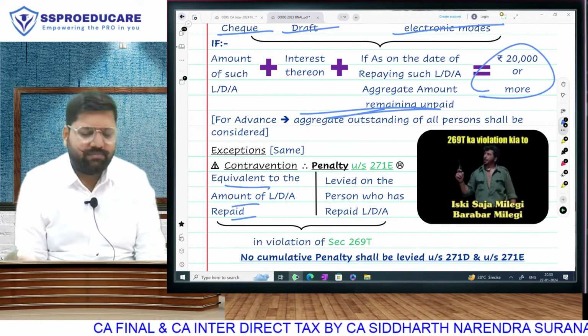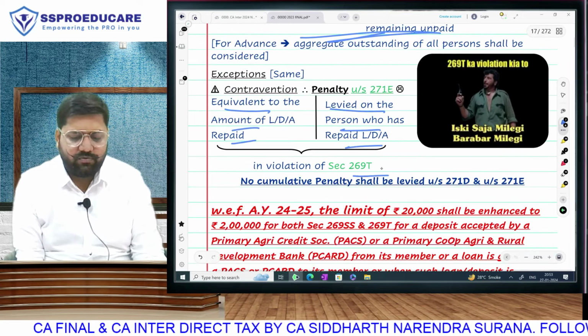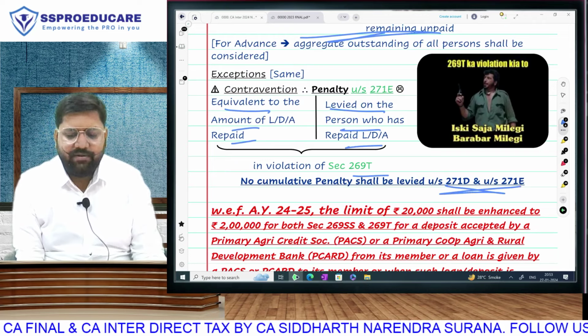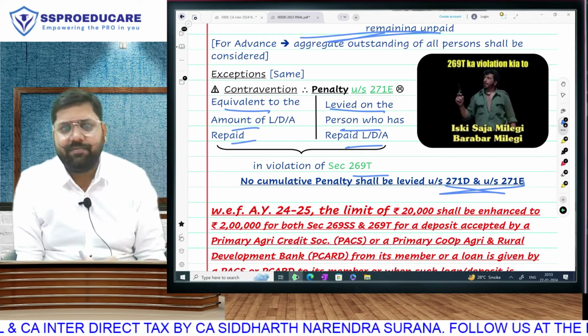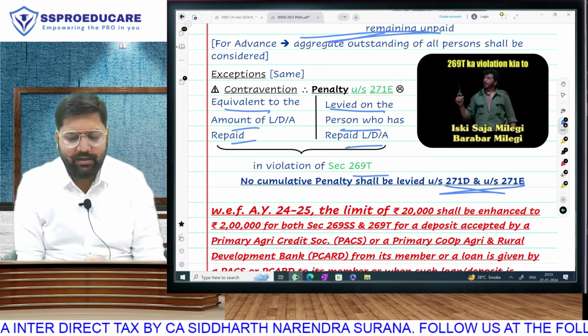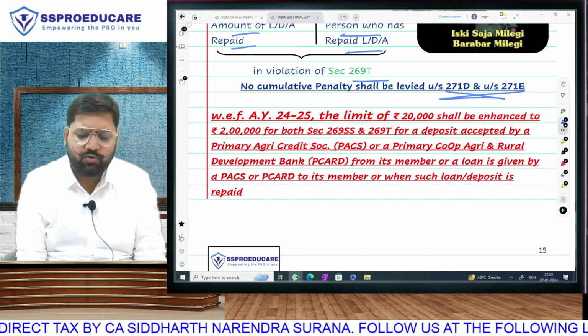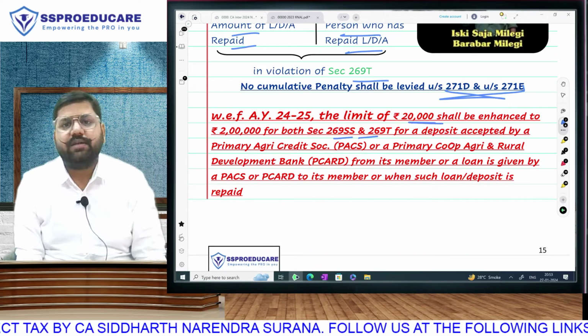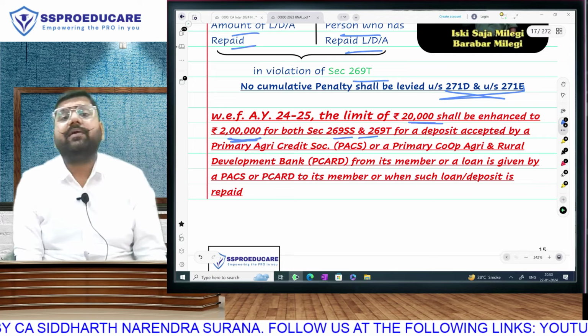Contravention will result in the same 100% penalty on the amount that is repaid in violation of 269T, but there will be no cumulative penalty. If at the time of taking the loan you have paid the penalty, then at the time of repayment of the loan you will not be paying the penalty again. One small amendment has taken place. We have a 20,000 limit in both 269SS as well as 269T for loan, advance, deposit. This will be made 2 lakh.